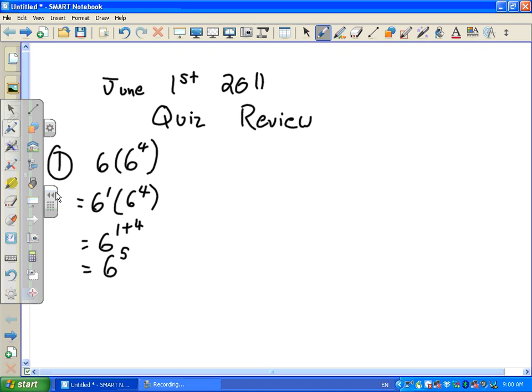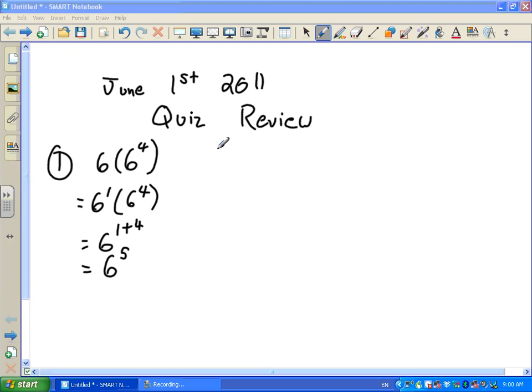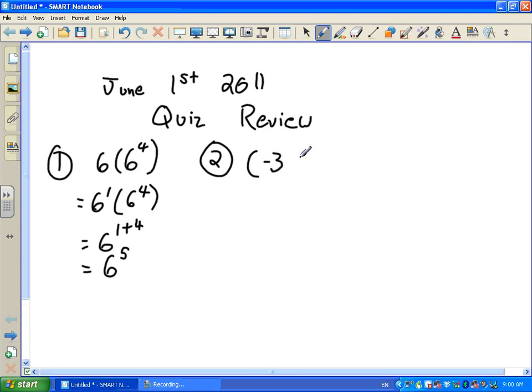You didn't need to show all those steps. It was only worth 1 mark. If you went straight to 6 to the power of 5, I was fine with it. Okay, next question. Negative 3 to the power of 5 multiplied by negative 3 to the power of 4, divided by negative 3 to the power of 4 to the power of 2.